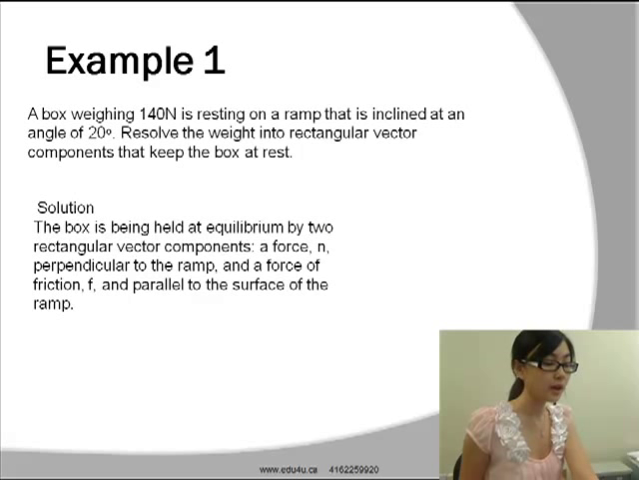In order to do this question, before we draw the diagram, we have to find out how many forces are acting on the box. First, we have a force N, the normal force, which is perpendicular to the ramp, and then we have the friction, which is represented by little f, that is going to be parallel to the surface of the ramp. Then of course, every object on Earth has the force of gravity. In this case, we don't know the mass, but we do know the force of gravity already, that's 140 newtons. So we do not have to times this by 9.8.